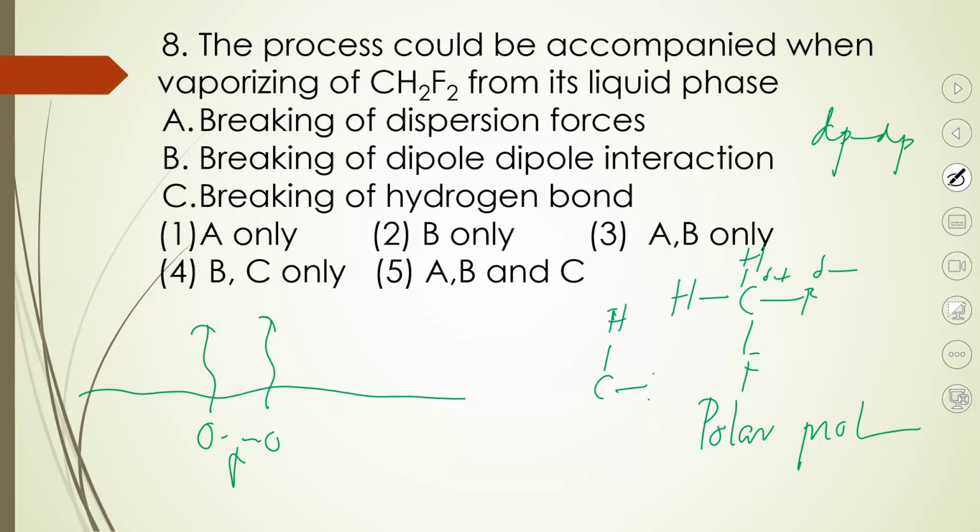Hydrogen and minus fluorine. So there is a possibility of attracting each other. So the main force is dipole-dipole. There is no possibility for the hydrogen bond, isn't it? There is no possibility for hydrogen bond. Why? The fluorine is not connected to the hydrogen. Therefore, there is no chance for the hydrogen bond. So dipole-dipole is possible.